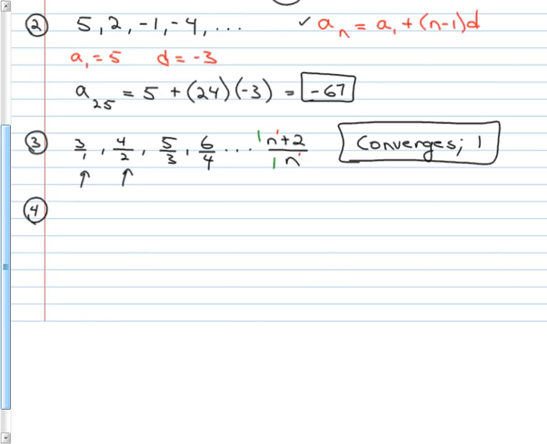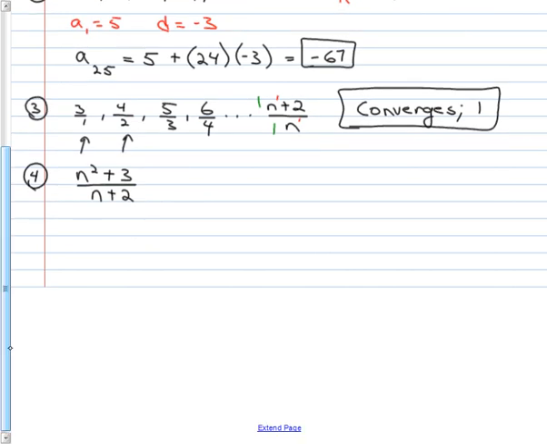Number 4. N squared, and this one gives us the formula, so I'm going to use that technique I did on the second part. N squared plus 3 over n plus 2. Okay, well if I have a numerator degree greater than the denominator, then it diverges. It has no horizontal asymptote if I graph this thing. This is just diverging.